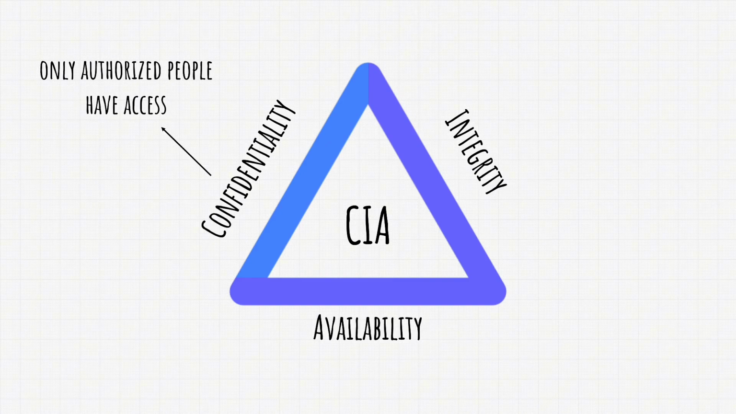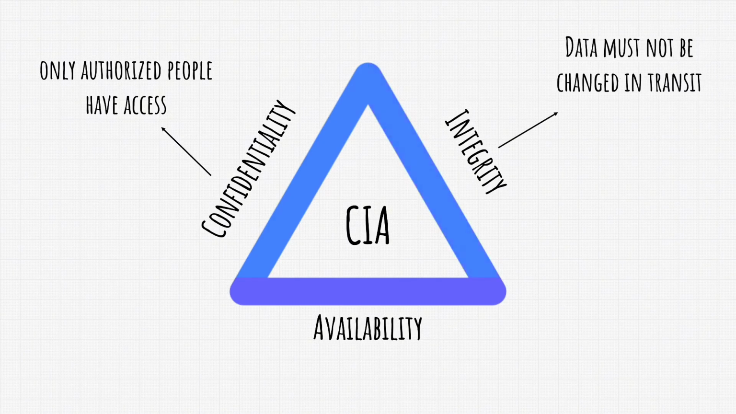On the other hand, we have integrity. Integrity ensures that data remains accurate, trustworthy, and reliable throughout its lifecycle. It involves protecting data from unauthorized modification, deletion, or tampering. Techniques such as data validation, checksums, digital signatures, and access controls are used in order to maintain data integrity.